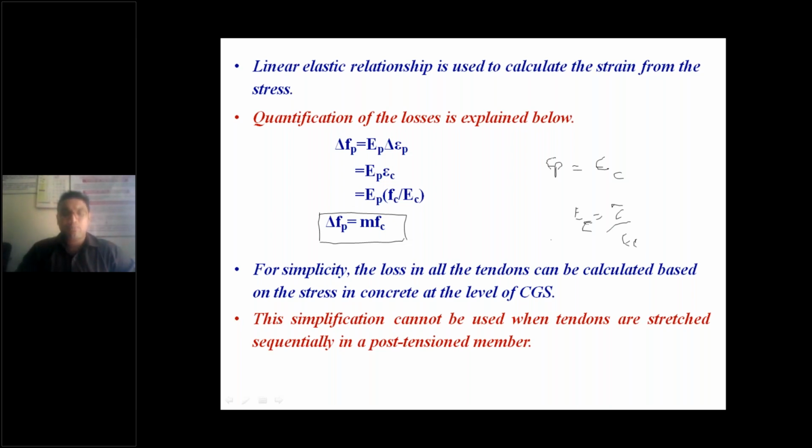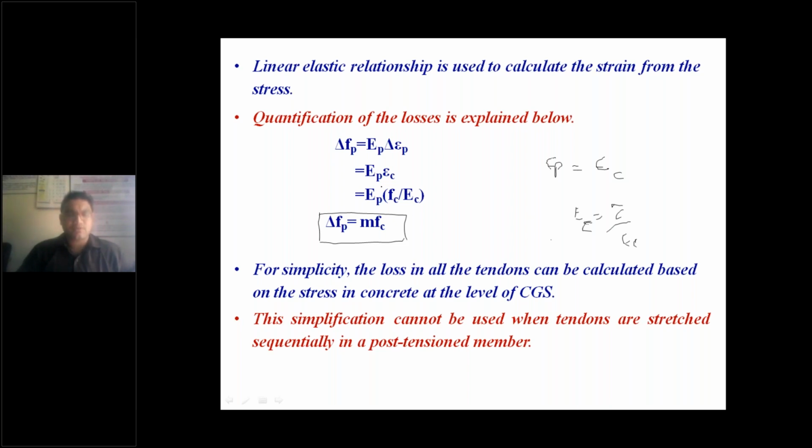Why? Because in post-tension members, the members are going to be stretched sequentially. So you can't use the same thing for a post-tension member. In the next one, this is how you can calculate the elastic shortening loss, where you need to know these parameters.